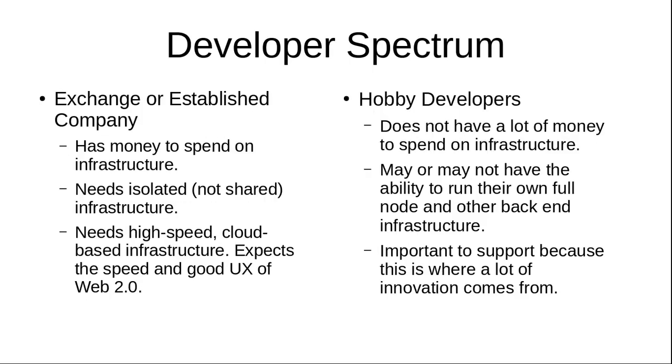And then those other 2 categories form a separate spectrum I call the developer spectrum. On one end of the spectrum is exchanges or established companies, and these are typified by how much money they have to spend on infrastructure, and usually they need that isolated infrastructure. They don't want to share it with another third party or another competitor. They want their own isolated infrastructure, and they need that high-speed cloud infrastructure that Web 2.0 really accelerates at, and it's been established to do so.